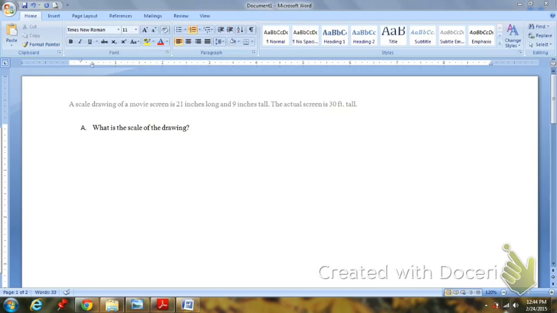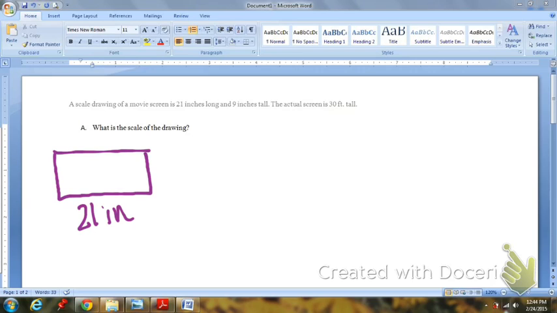So before we begin to find the scale, let's go ahead and draw a picture from the information that they gave us. So what shape is a movie screen? A rectangle. So let's draw a rectangle for the scale drawing. Okay, so now we have our rectangle. It says that the rectangle is 21 inches long. So long, we're going to label this side right here.